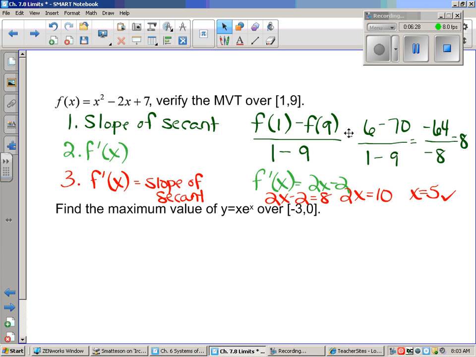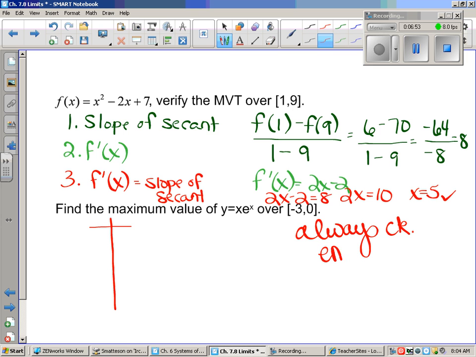All right, now find the maximum value of y equals x e to the x over negative 3 to 0. Slightly different kind of question, no longer mean value theorem, and I just want to address this as our last example in this video. To find a maximum or a minimum, the first thing I want you to understand is that you always, always, always want to check the interval. Always check the endpoints. So I am going to check negative 3, and I am going to check 0. That is a definite.